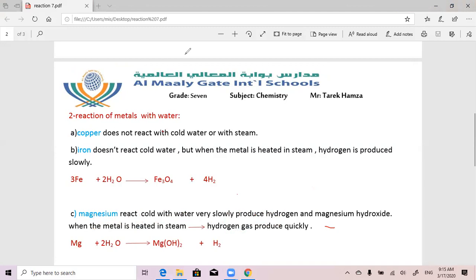The first one, copper. We said copper reacts with oxygen to produce copper oxide. But with water, copper doesn't react with cold water or with steam. Steam means water vapor or heated water. So copper doesn't react with cold water or with steam.